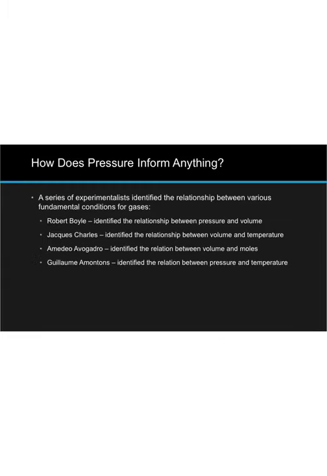These relationships are defined by a series of experiments that show a relationship between two of those measured quantities at a time. These relationships are thus named for the experimentalists who identified them. Boyle's law shows us the relationship between pressure and volume. Charles' law, the relationship between volume and temperature. Avogadro's, the relation between volume and number of moles. And Amontons' law, the relationship between pressure and temperature.